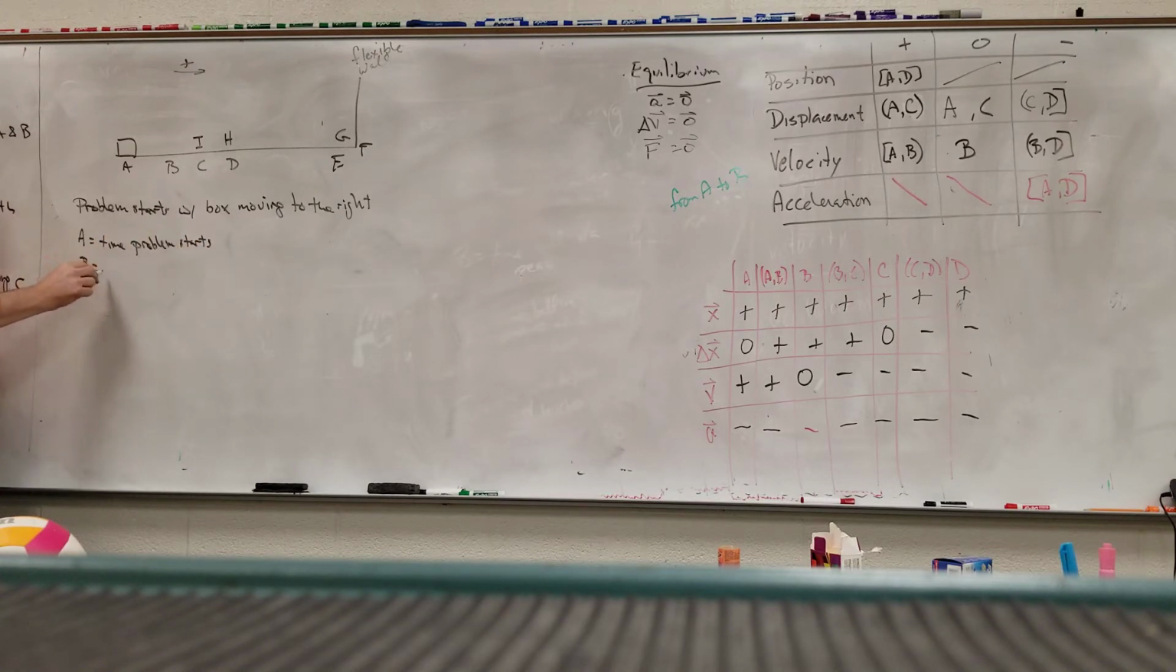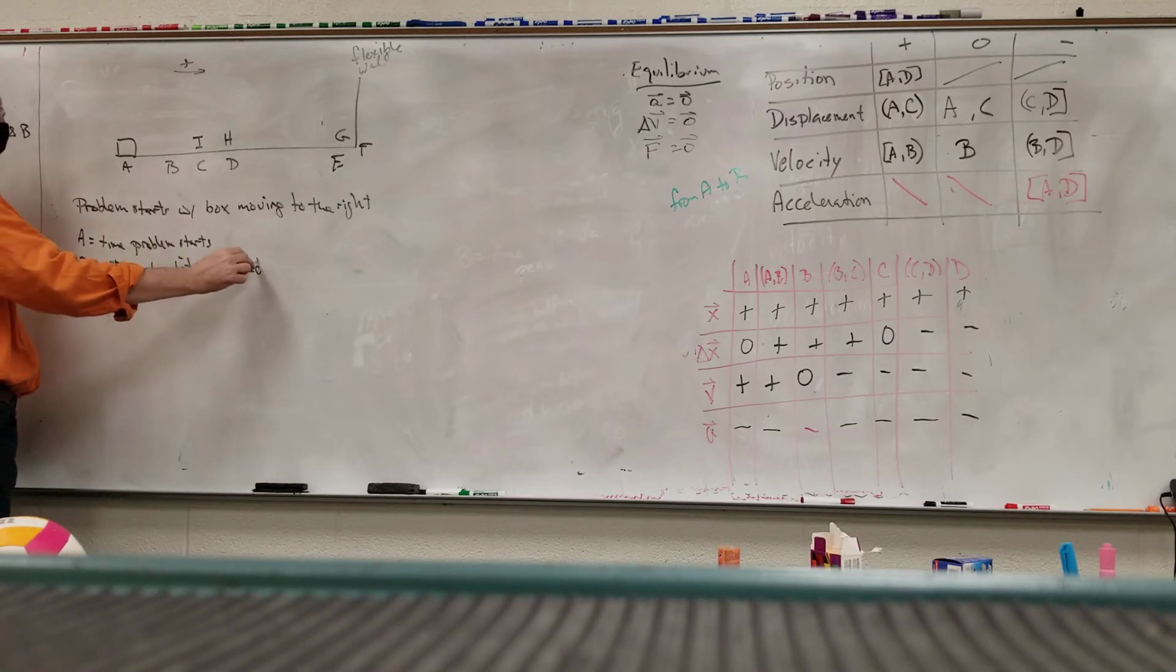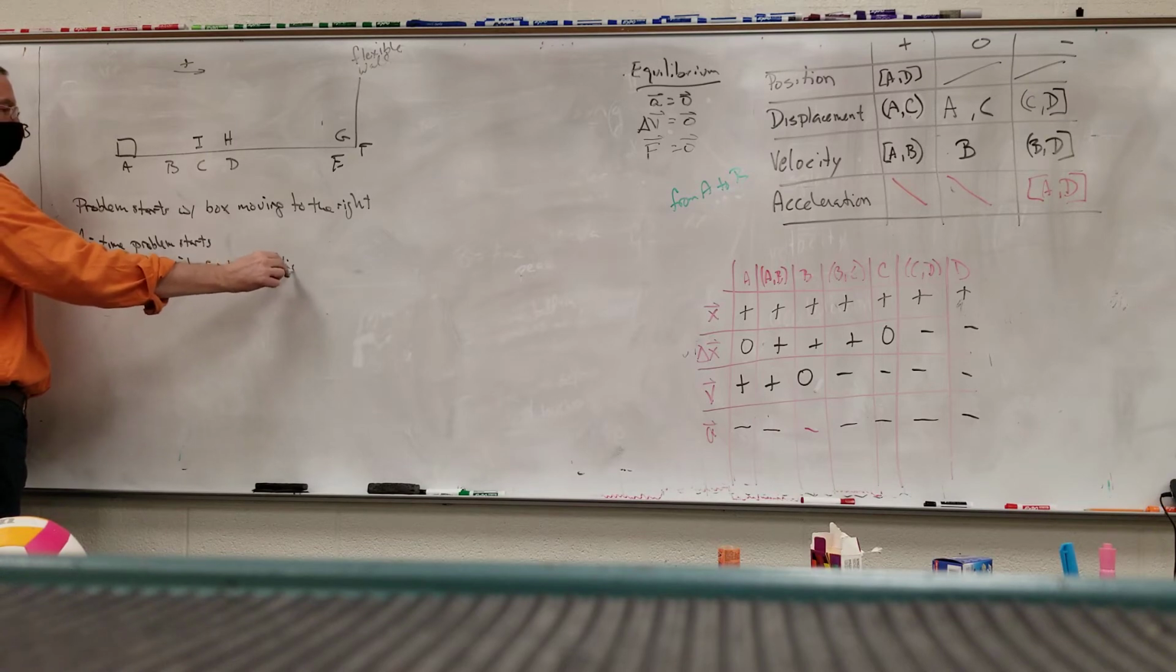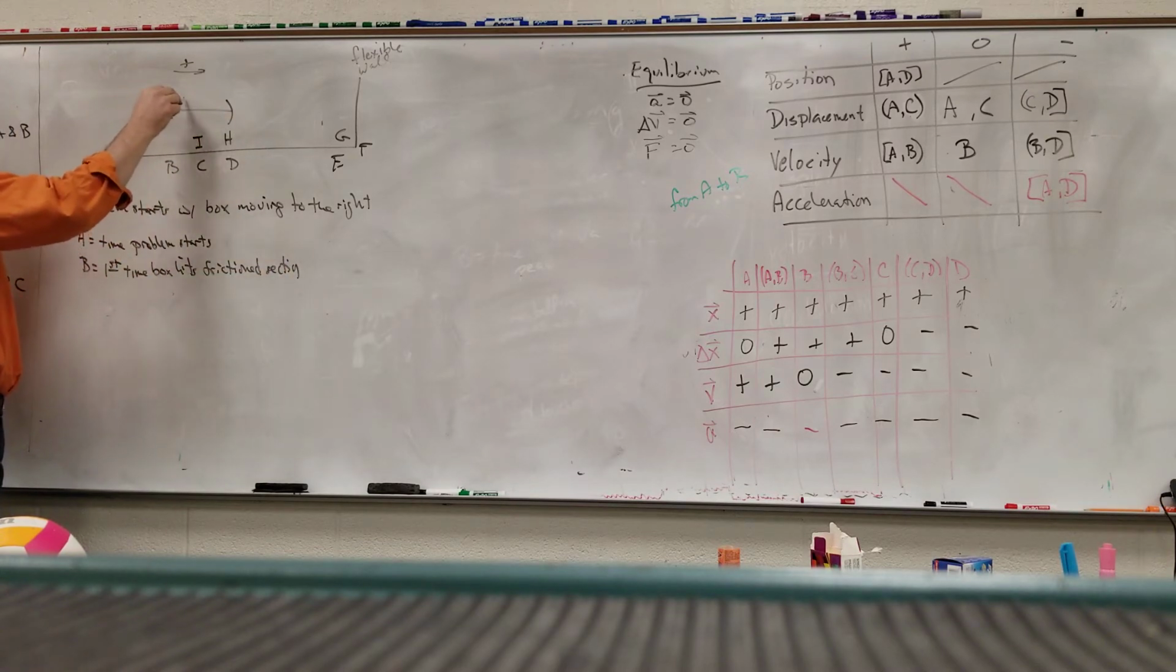B, first time box hits friction section. So from here to here, there's friction.